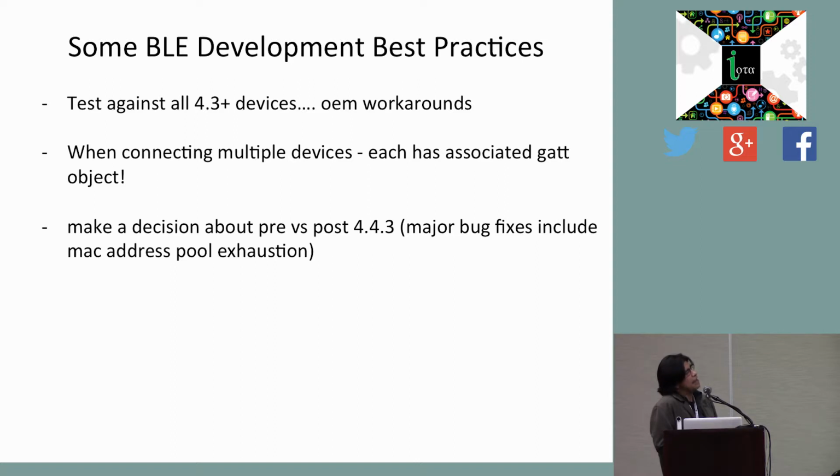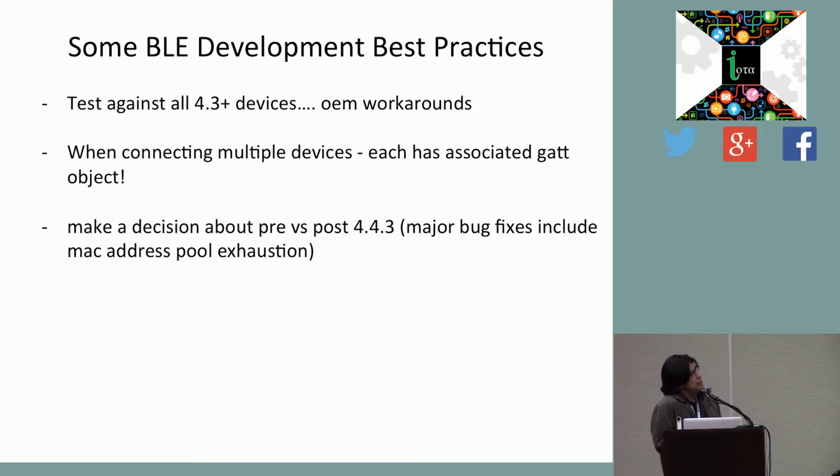Oh yeah, the GATT object. All your Hello World examples simply work with one device, and they work with discovering the services. It's great for exploring what services and characteristics are, but when you want to manage multiple devices, you can't assume one GATT object for all connections. You need a GATT object per connection.